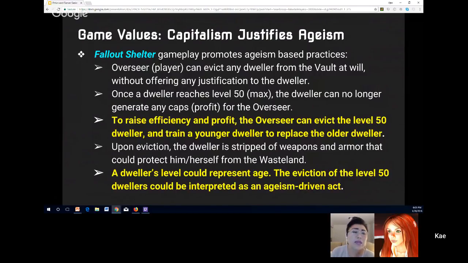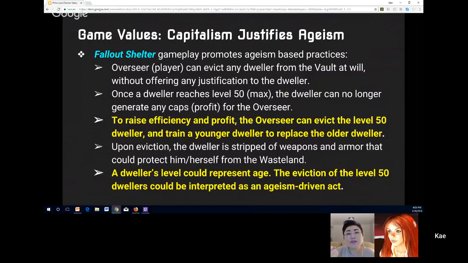So one of the things, like I was saying, is that the overseer can evict a dweller from the vault. For no reason whatsoever, you can just throw somebody out, okay? Once the dweller reaches level 50, which is the max level of every dweller, the dweller can no longer generate any caps, profit for the overseer. So I might be giving a lot of the gameplay away, so I feel bad about that. But when the dweller gets to level 50, they no longer can generate caps.